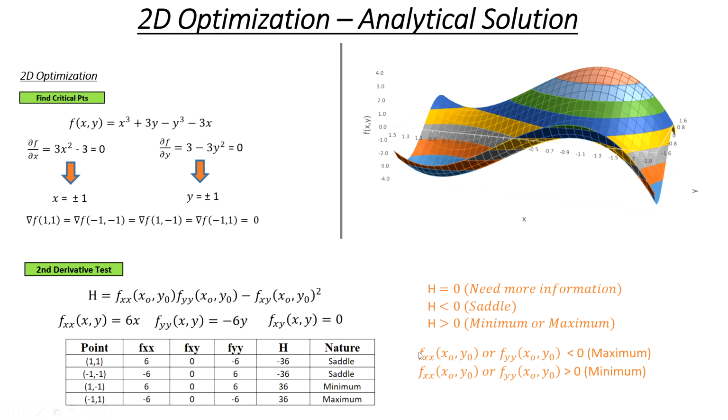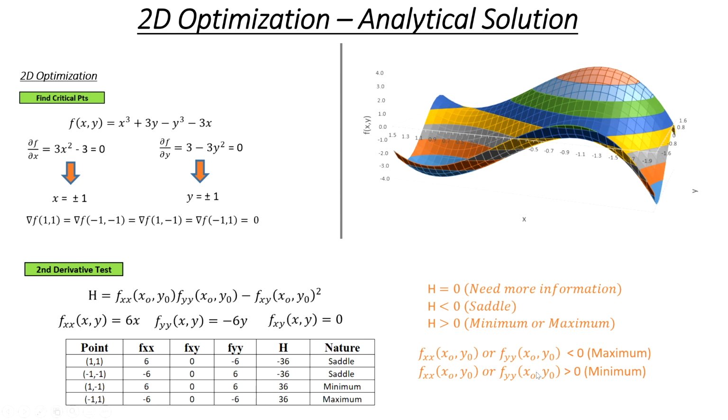If fxx or fyy is less than 0, it's a maximum. If fxx or fyy is greater than 0, it's a minimum. So less than 0 is a maximum, greater than 0 is a minimum. So let's see for this one. fxx is 6, so it's greater than 0. This one is greater than 0.